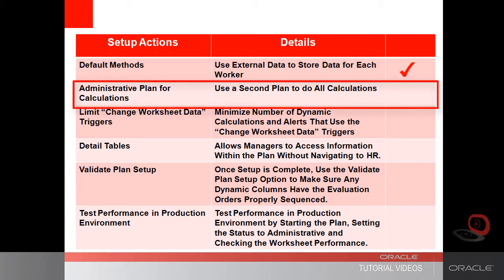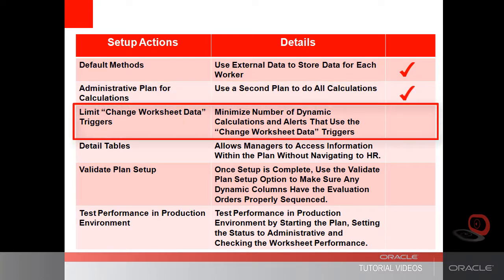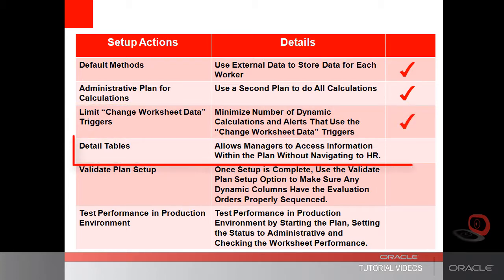Using an administrative plan for calculations. I can use a second plan to do all the calculations and return the result of the plan for managers using the cross-referencing defaulting method. Limiting the number of dynamic calculations and alerts that use the change worksheet data trigger, as this is a major impact on worksheet performance. Enabling detail tables so that managers can access information within the plan without navigating to HR or scrolling through the worksheet to find the information they're looking for.